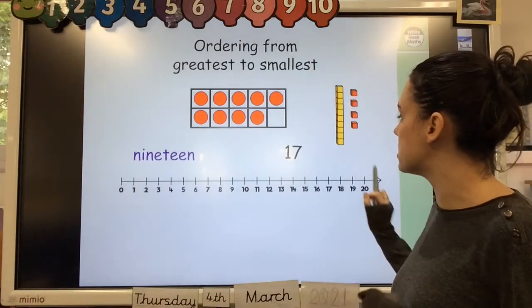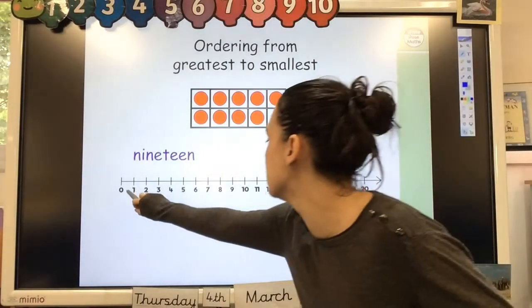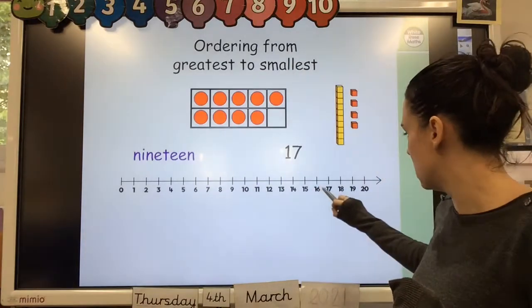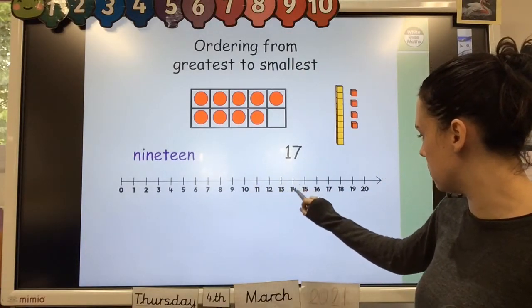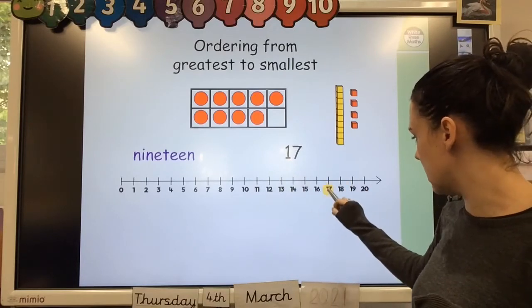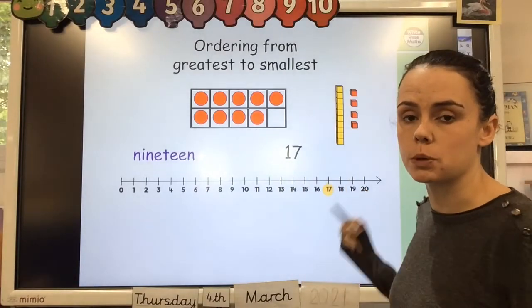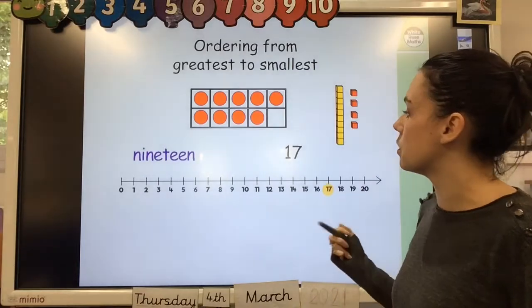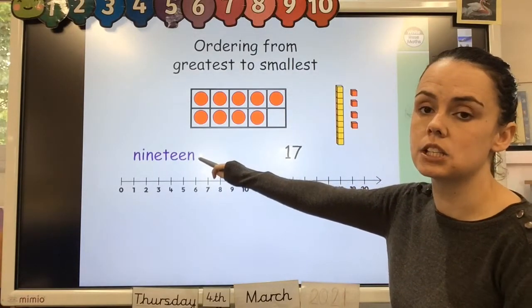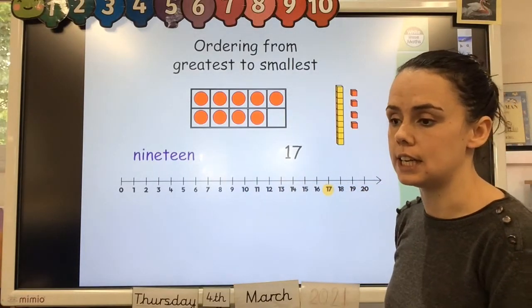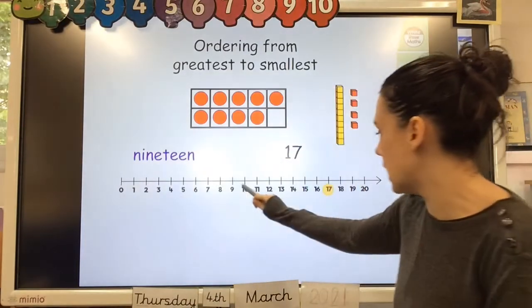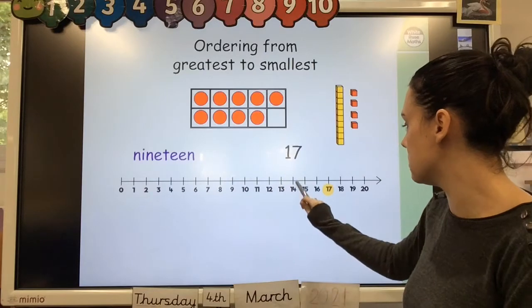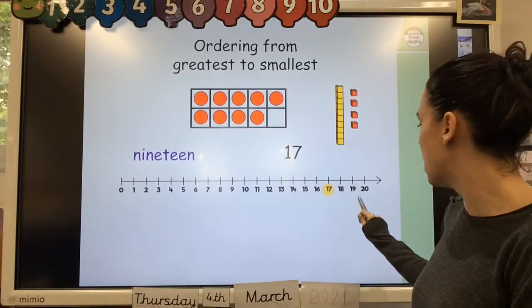Let's go with 17. So where does 17 go? 17 is more than 10, so 10, 11, 12, 13, 14, 15, 16, 17. Okay, what one shall we do next? Let's go with 19. So 19, is it above 10? Yes, it is. So we'll find 10 and count along. So 10, 11, 12, 13, 14, 15, 16, 17, 18, 19.